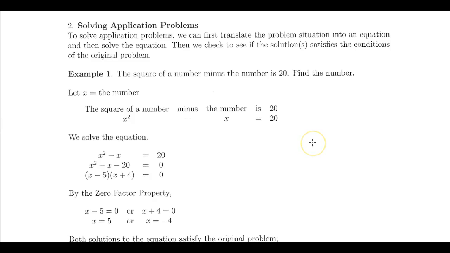Hello, this is Walter Stone, and this is part 2 of Unit 6, Lesson 5, Solving Equations and Applications using the zero factor property. And so in this second part of the lesson, in terms of a second video, we want to be able to solve application problems.